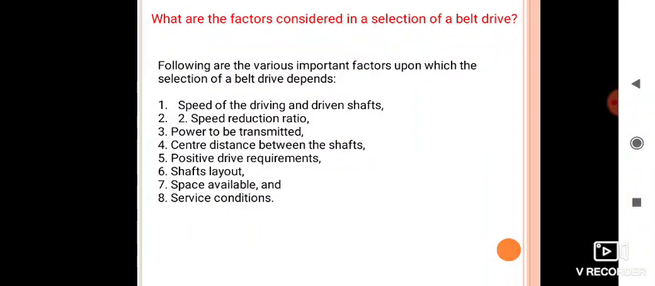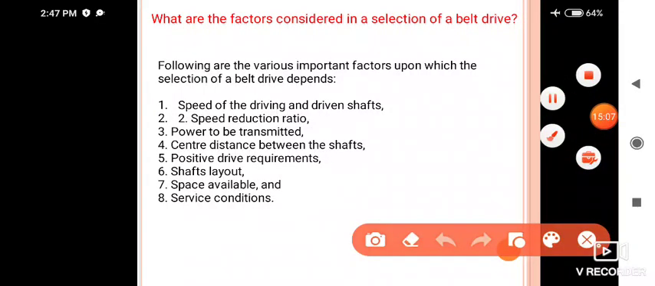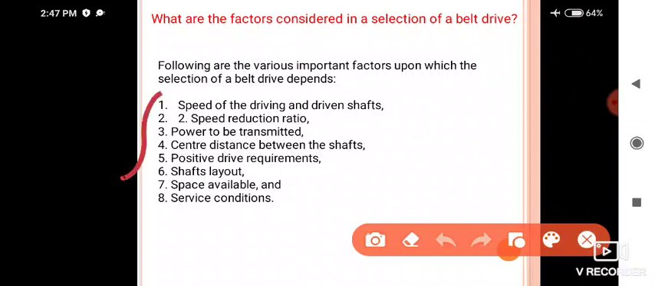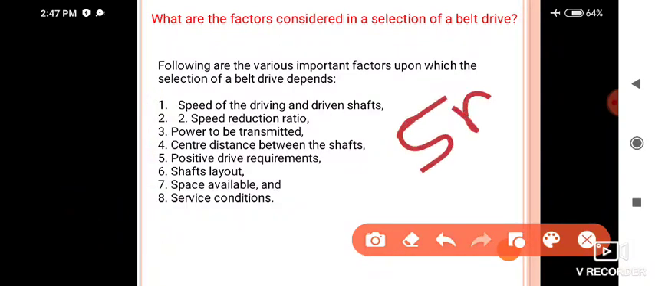Keeping these things in our mind, the selection should be made. Space availability, how much space is available, that should be considered. And service conditions. If some maintenance work arises, whether service is available or not, that checking is very necessary. So these are the points through which the selection of the belt drive is to be made. You have to remember these factors, and this question may be asked for 5 marks.